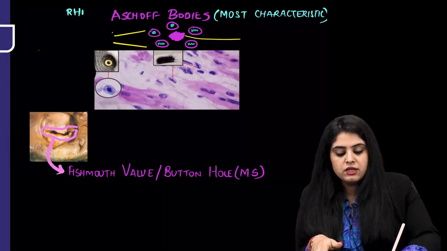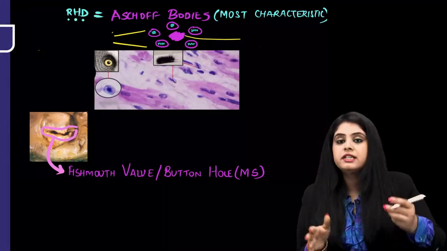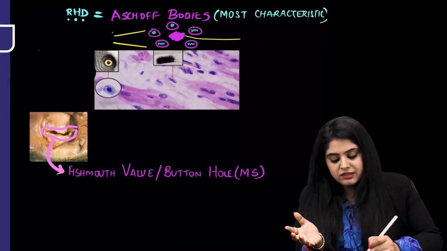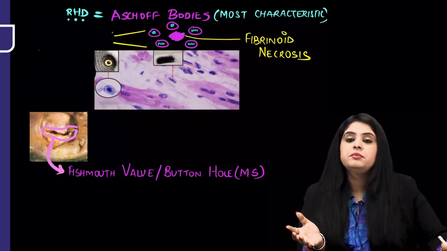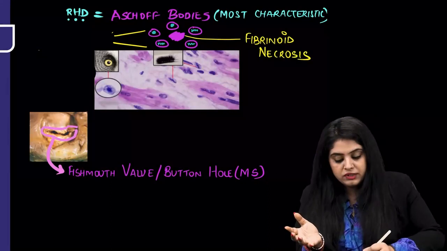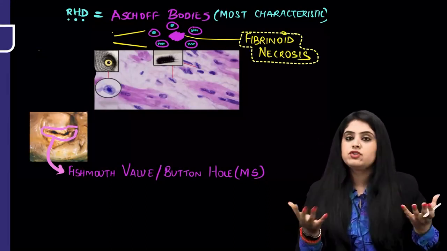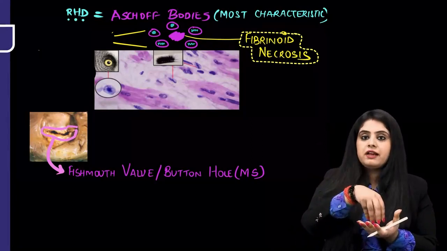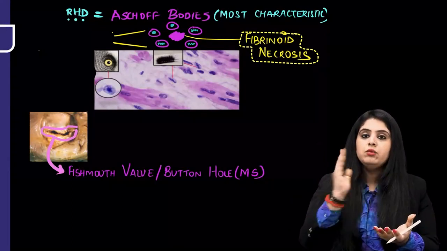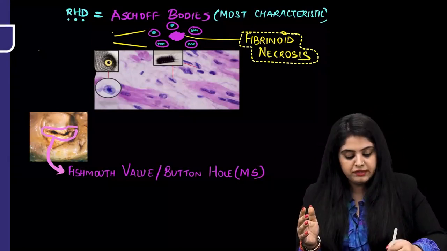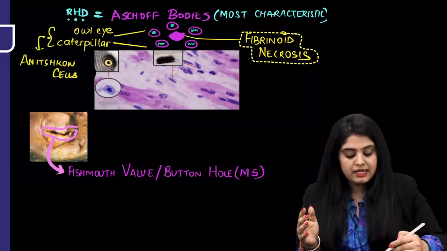R, H, D, all the three alphabets have which necrosis? So many times we have studied. All the three alphabets are going to have fibrinoid necrosis. So what will an Aschoff body be? In the center you will have fibrinoid necrosis and around it you will have cells. What are the cells that I'm talking about? Anitschkow cells. I am talking about the Anitschkow cells.